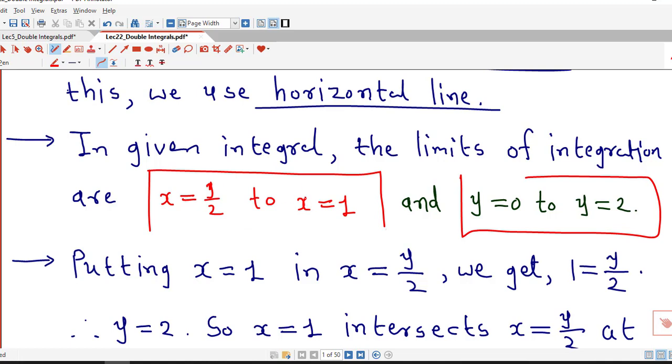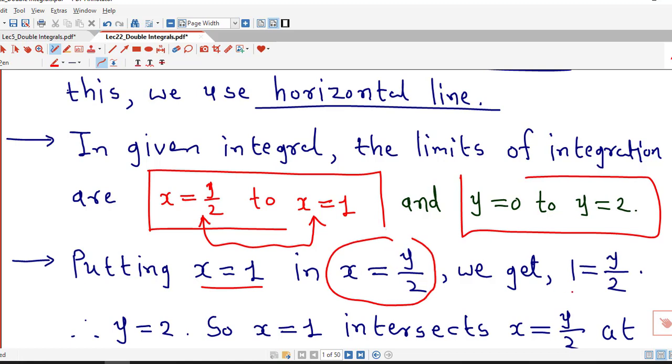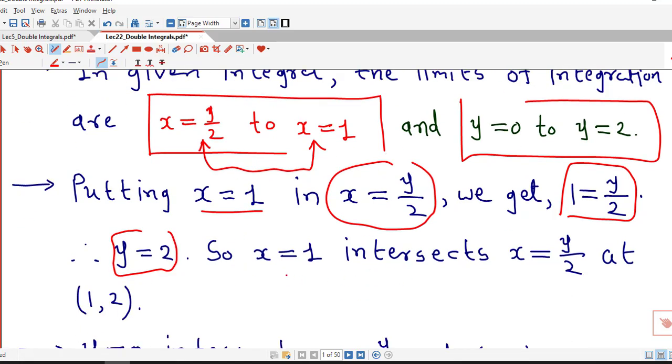So all these are straight lines. To sketch the region of integration, we require their intersecting points. If we want to find the intersecting points of these two, we put x equal to 1 in x equal to y by 2. So we obtain 1 equal to y by 2, that will give us y equal to 2. So x equal to 1 intersects x equal to y by 2 at point (1, 2).